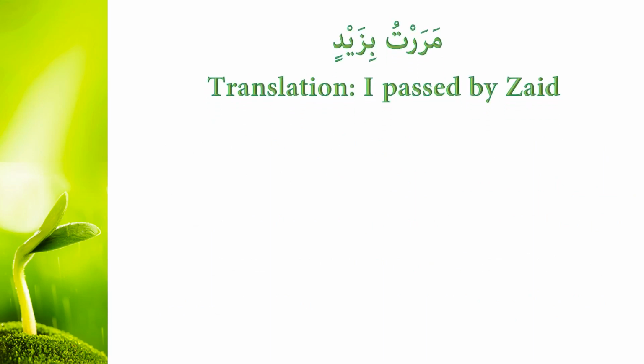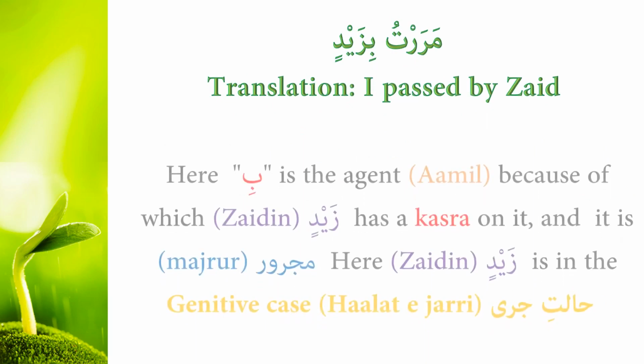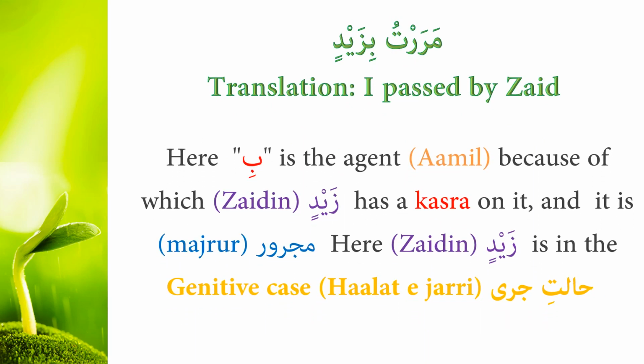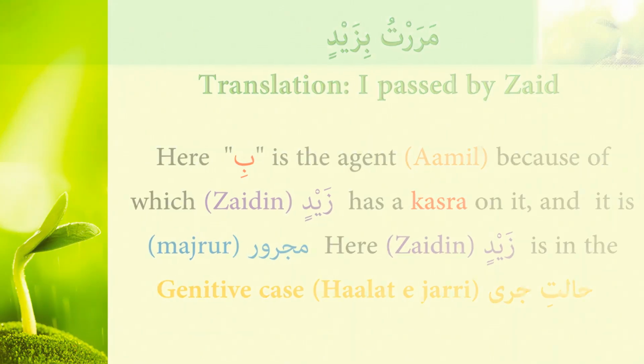Let's look at the third example, Marartu bi Zaydin. Translation: I passed by Zaid. Here, bi is the agent, amil, because of which Zaydin has a kasra on it and it is majroor. Here, Zaydin is in the genitive case, halate jarri.